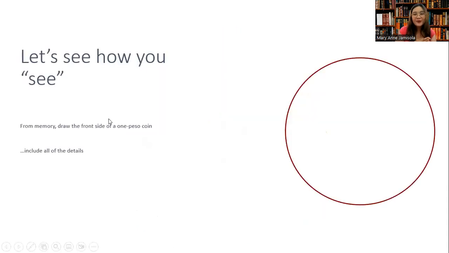So let's see how well you see something. From your memory, draw the front side of a 1 peso coin. I'm sure we've all seen a 1 peso coin before. From your memory, do not cheat, okay? I know you have 1 peso in your wallet, so do not look at it. Just from memory, draw the front side of a 1 peso coin and include as much detail as you can remember. Okay, so pause this video so you can start drawing.